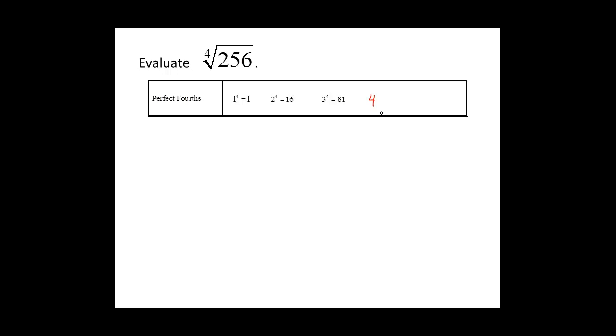So what is 4 to the fourth? 4 to the fourth is 4 times 4 times 4 times 4. 4 times 4 times 4 times 4 is equal to 256. There is our answer to our question, what to the fourth is equal to 256? The answer is 4. So the fourth root of 256 is equal to 4. So our answer is 4.